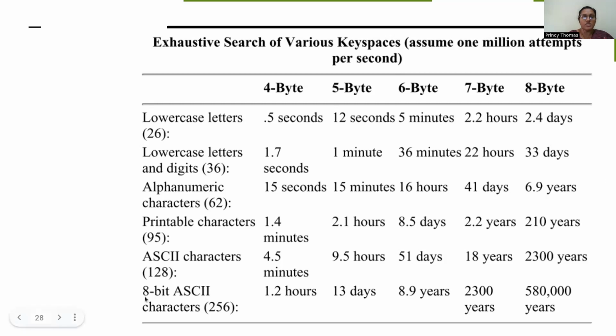And then finally, if you see over here, in the case of 8-bit ASCII, for 4 bytes, it just takes 1.2 hours. But for 5 bytes, it takes longer. For 6 bytes, it takes years. For 7 bytes, it takes 2,300 years. And for 8 bytes, it takes 580,000 years, even when the system is able to perform 1 million attempts per second. So from this also, we see that as the key space increases, the security also increases exponentially.